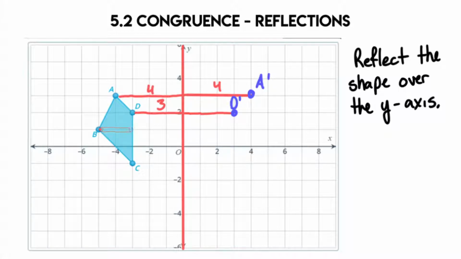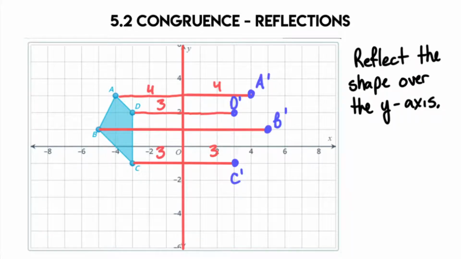B is 1, 2, 3, 4, 5 away from the line of symmetry, which means B prime needs to be 1, 2, 3, 4, 5 away from the line of symmetry. B prime. Finally, C. C is just like D, C is 3 away. And so C prime must also be 3 away. So C prime would be right here.